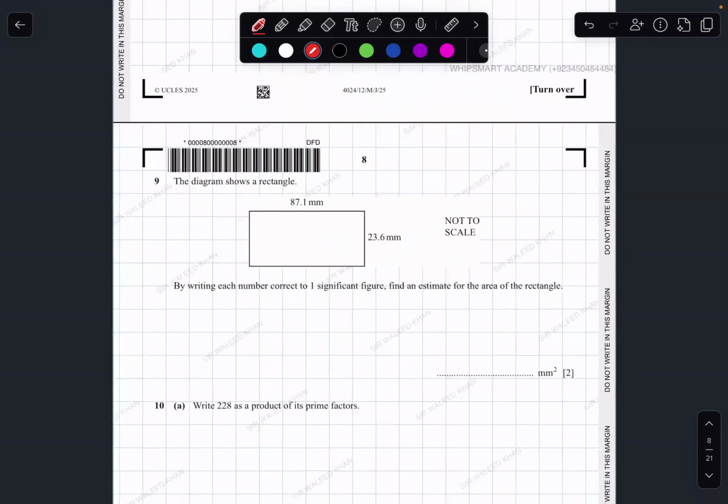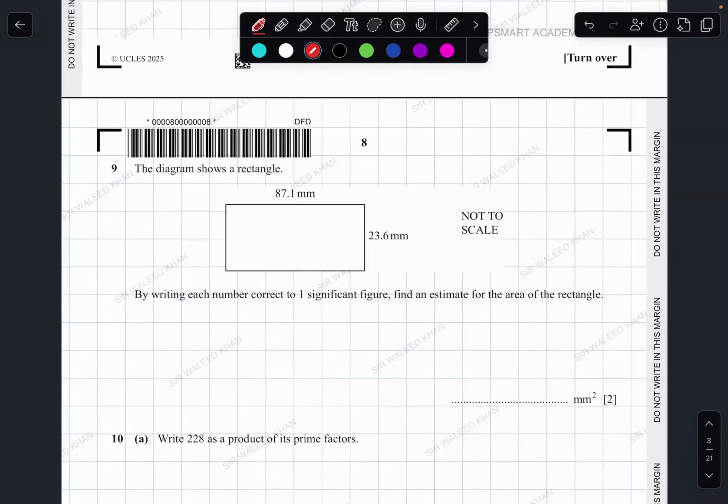Question number 9. The diagram shows a rectangle this much. By writing each number correct to one significant figure, find an estimate for the area of the rectangle. Now, always look at this wording, and they are using this in the latest format. They give you a shape just to confuse you, so that you get stuck with the calculations.